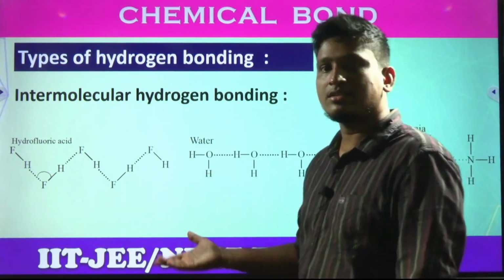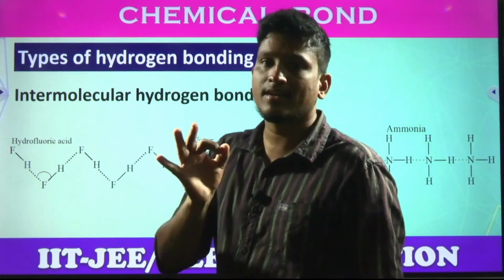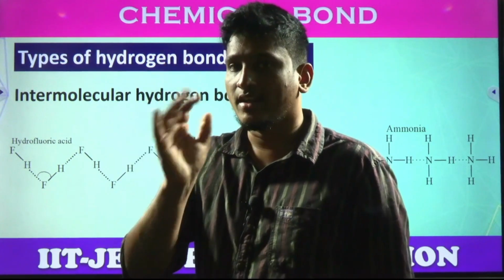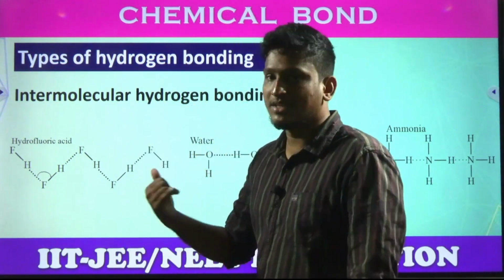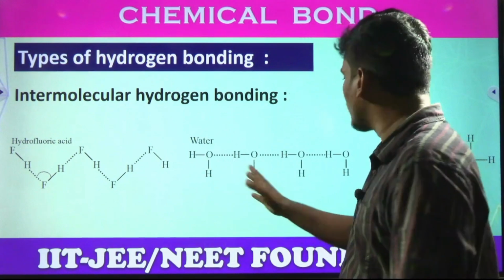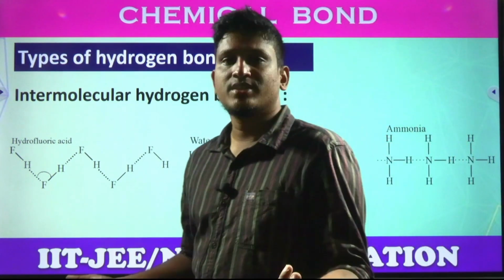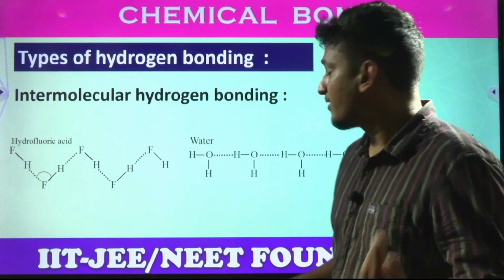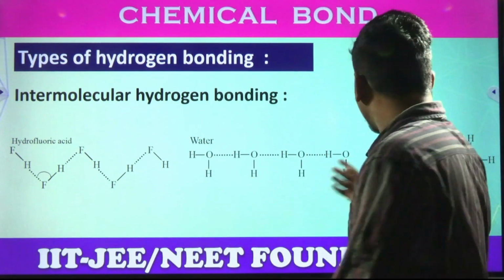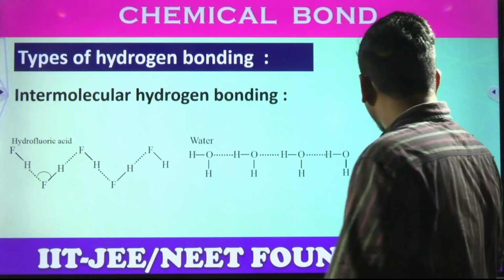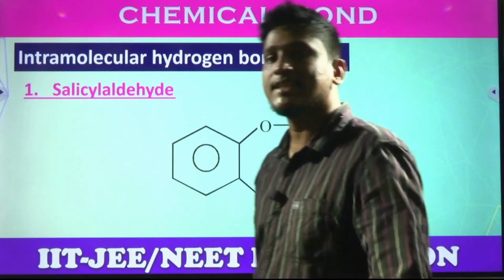And look at the water example also. In water, oxygen is also a highly electronegative element. Even water contains hydrogen bonding, and I'll tell you one interesting point in the coming slide. So this is also intermolecular, between the molecules. Ammonia, nitrogen, which is highly electronegative, so definitely develops a partial negative charge. Hydrogen develops a partial positive charge. They show the attraction. These attractions are called intermolecular.